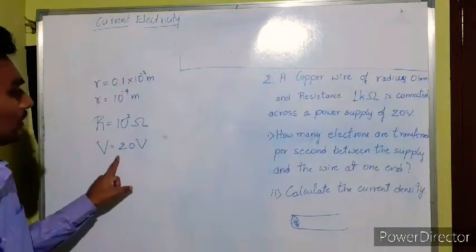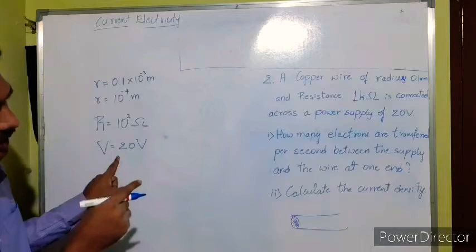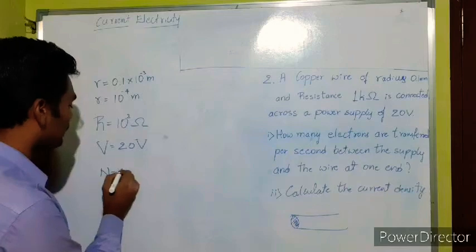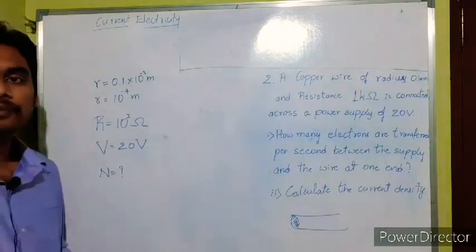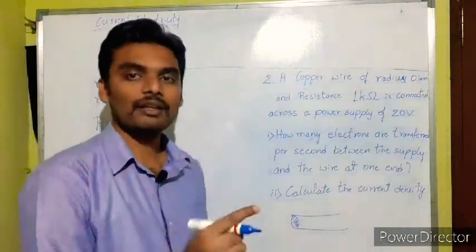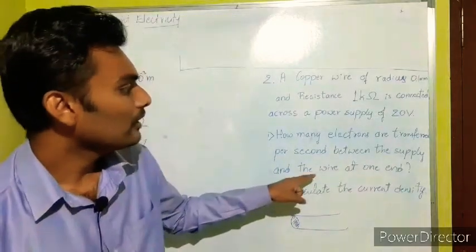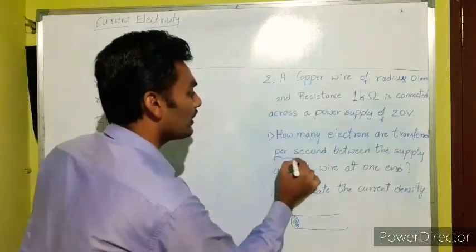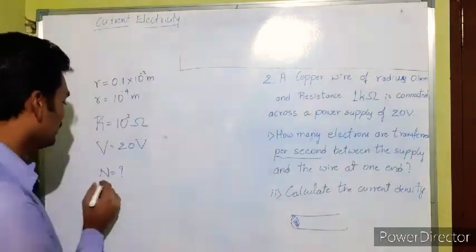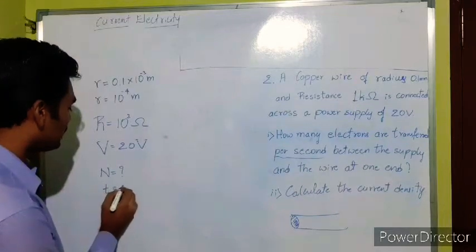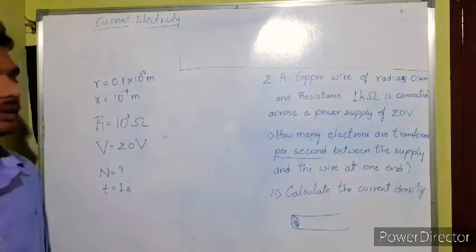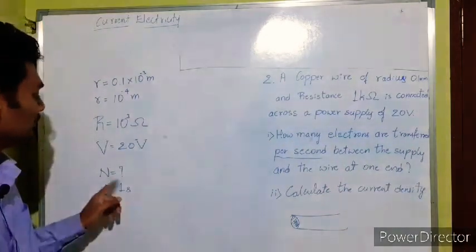Okay, so now let me go for the first question. In the first question, they are asking us to find the number of electrons transferred. N is equal to question mark, right? Let us work for N now. See, number of electrons transferred between the supply per second. Okay, this is again a given data itself, per second, which means in 1 second. So N is equal to question mark when T is equal to 1 second. This is a very important factor given, which will help us in getting the value of N.